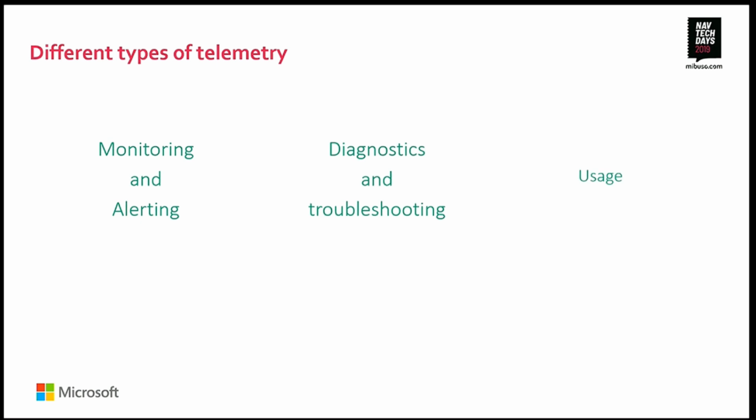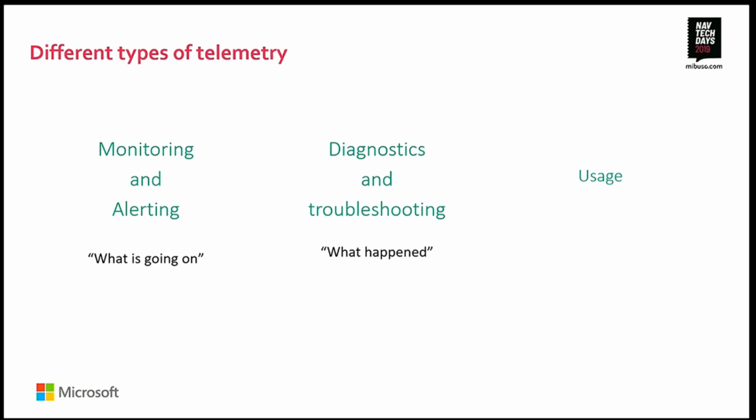Usually, telemetry conceptually is divided into several categories, and these categories are monitoring and alerting, diagnostic and troubleshooting, and usage. So monitoring and alerting is about finding out what's going on right now. It's about monitoring the system and being alerted if something goes wrong. Diagnostic and troubleshooting is finding out what happened. So looking back, what happened if you had a failure in the system, finding out what went wrong.